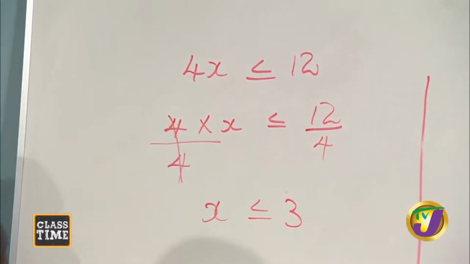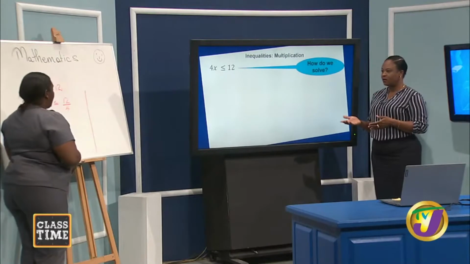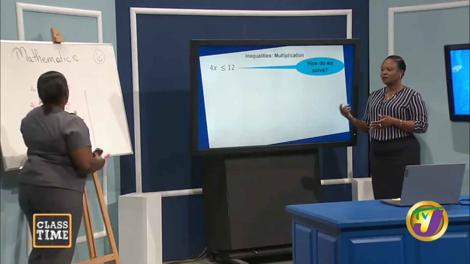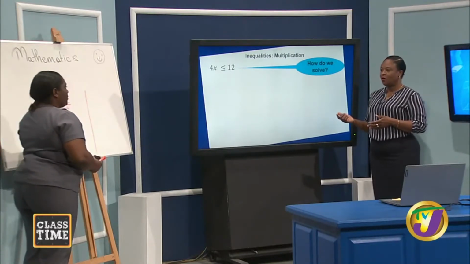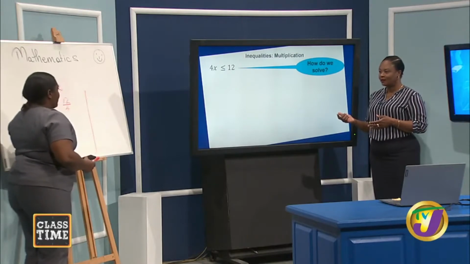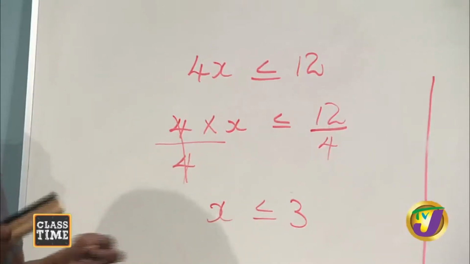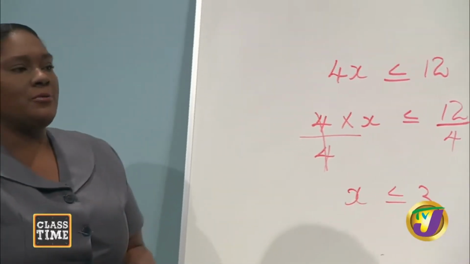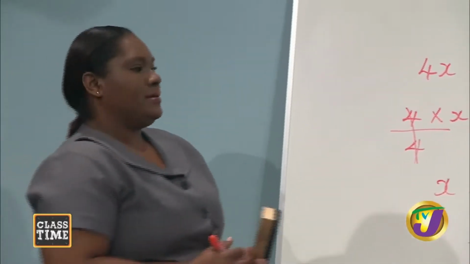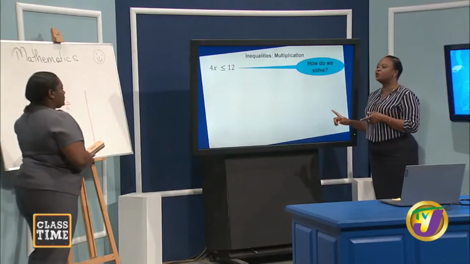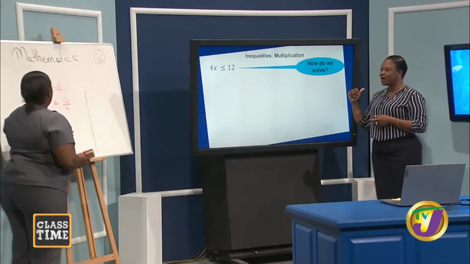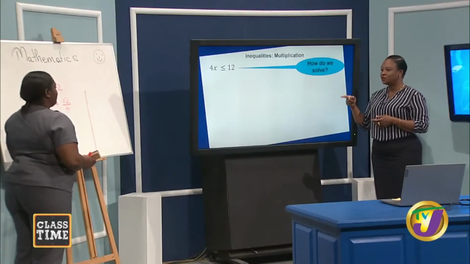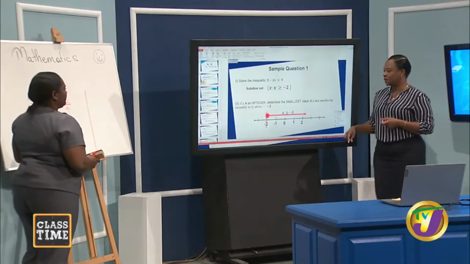Okay. Good. And the solution set would say, we are thinking about all those numbers that are less than or equal to 3. And less than or equal to, I'm thinking about the closed dot, as well as including 3. And the position of the ray would be pointing to the left of the 3.